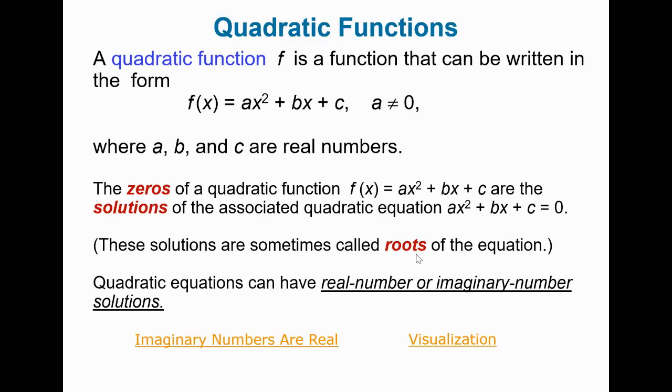A quadratic function f is a function that can be written in the form f of x equals ax squared plus bx plus c, where a is not zero. If a is zero, then the square term goes away. You've got a linear equation. Remember, f of x and y are synonymous. A, b, and c are all real numbers.